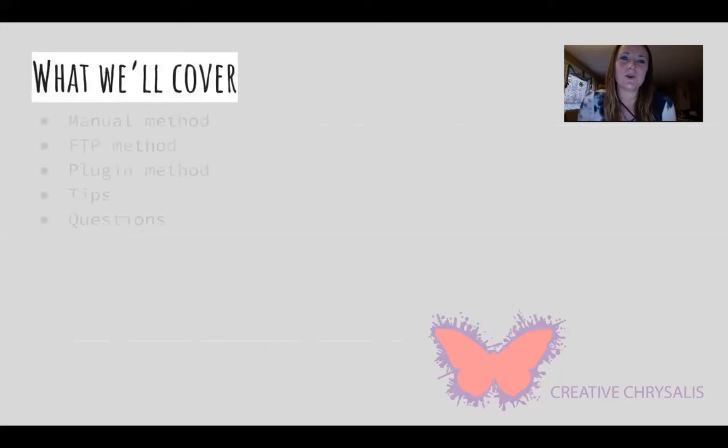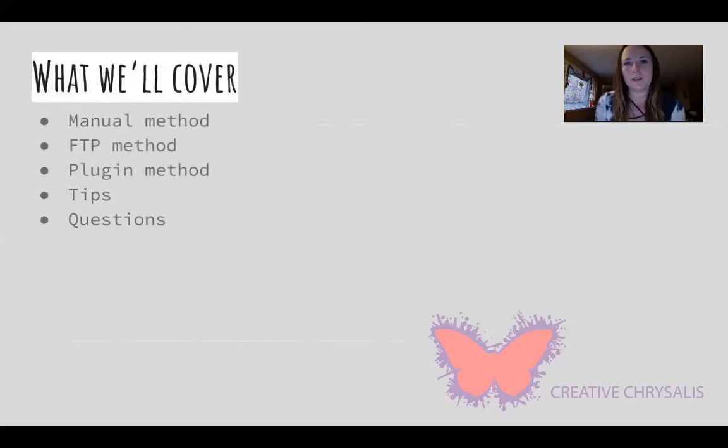In this tutorial, what we're going to cover are 3 different methods for creating the child theme. So the first one is the manual method. The second one is FTP. And the third is using a plugin. We'll also cover some tips, and there will be a space for you to contact me if you have any questions.